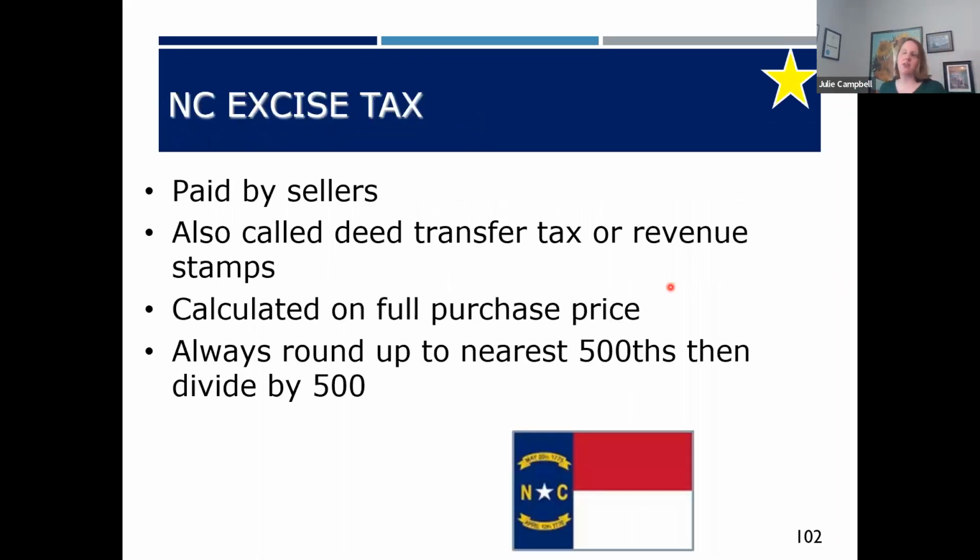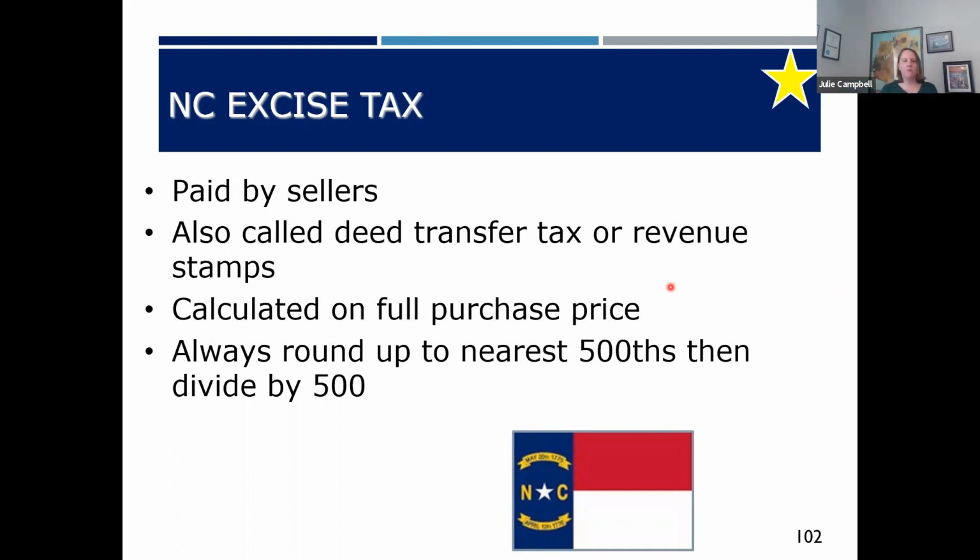So in North Carolina, we have something called an excise tax. The sellers have to pay an excise tax as part of their closing costs. Buyers have closing costs, sellers have closing costs. We'll break down those closing costs for you guys in Unit 21. Part of the seller's closing cost is excise tax. Some of us old school agents may refer to excise tax as revenue stamps or transfer tax. We're all saying the same thing.